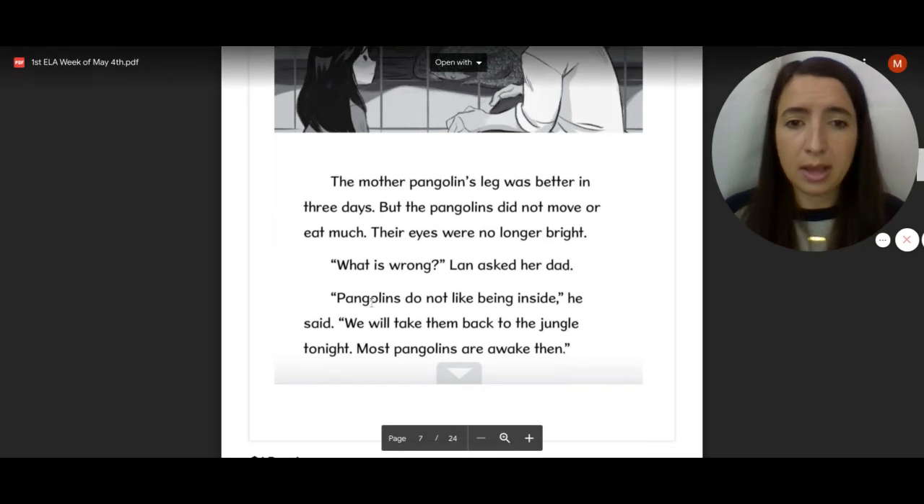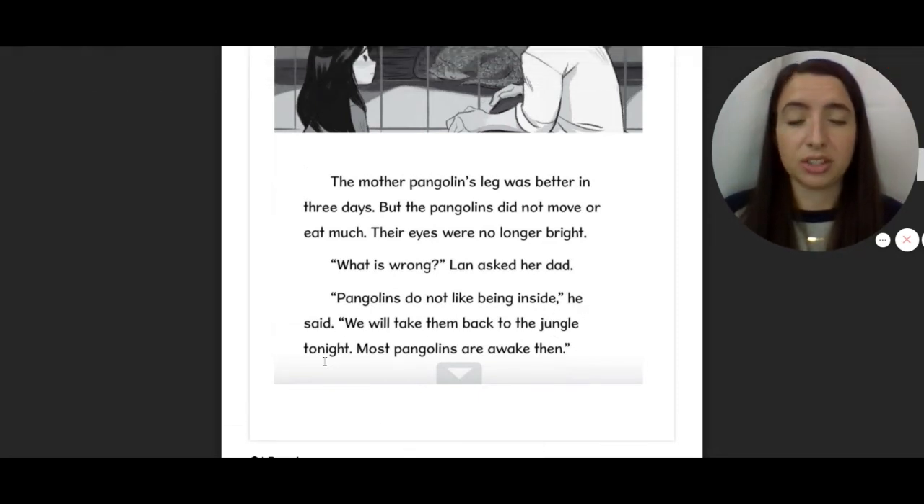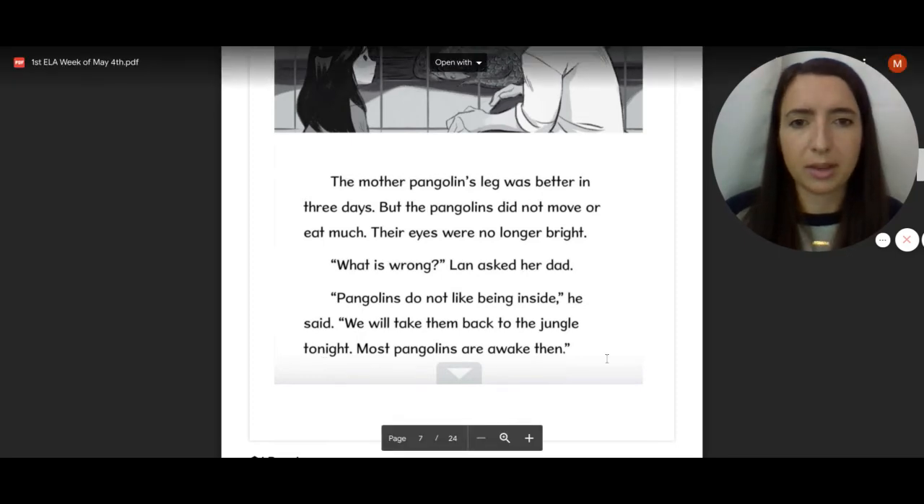Lan asked her dad. "Pangolins do not like being inside," he said. "We will take them back to the jungle tonight. Most pangolins are awake then."